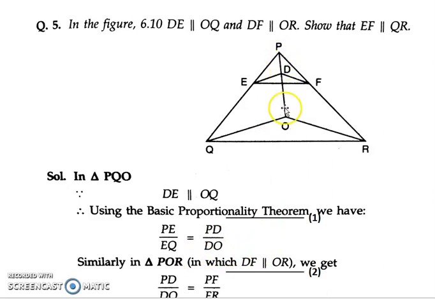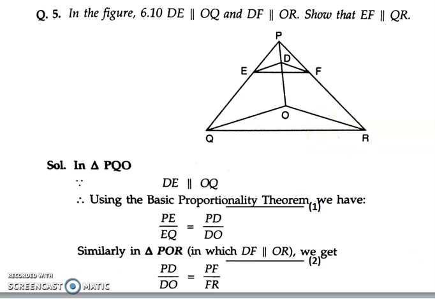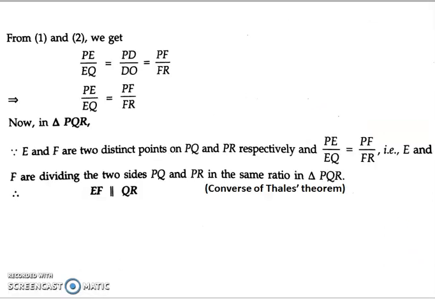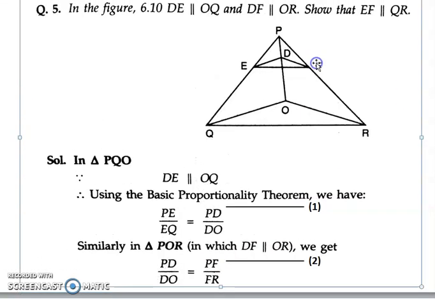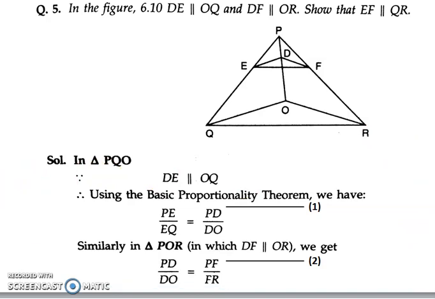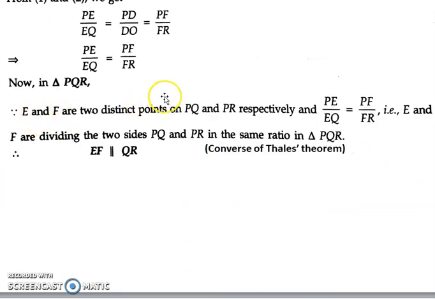And next is triangle POR. In triangle POR, DF is given parallel to OR. So PD by DO is equal to PF by FR. This is the second equation. So equate 1 and 2. You will get this result: PE by EQ is equal to PF by FR.